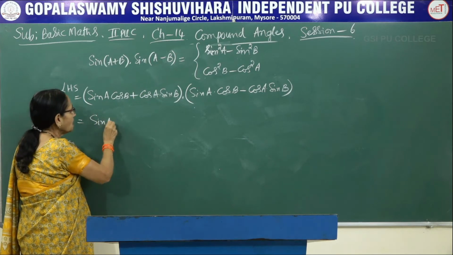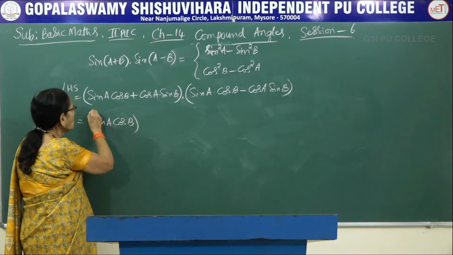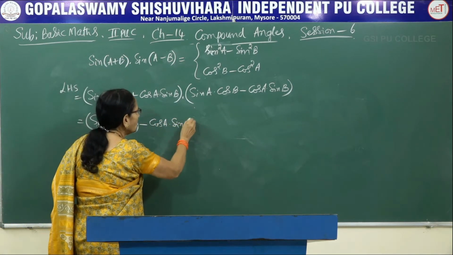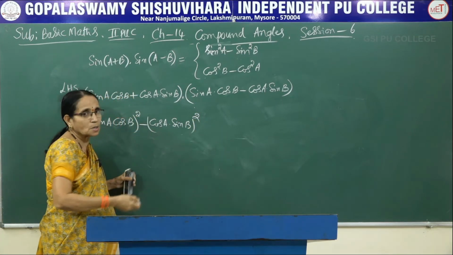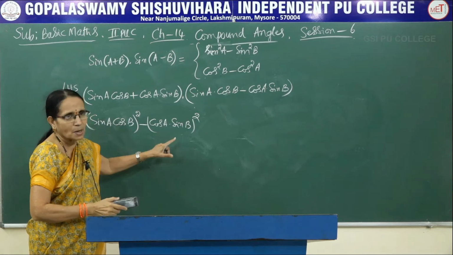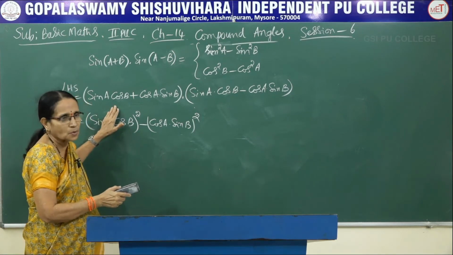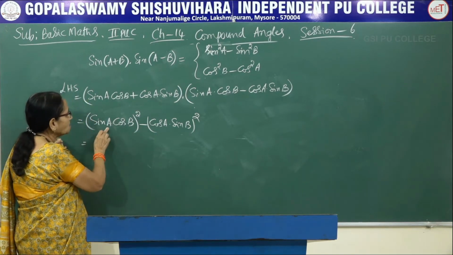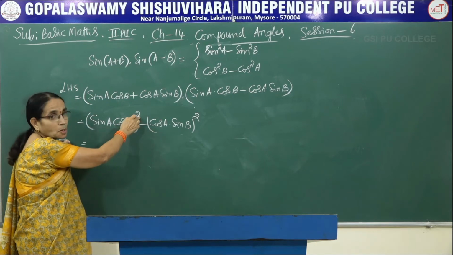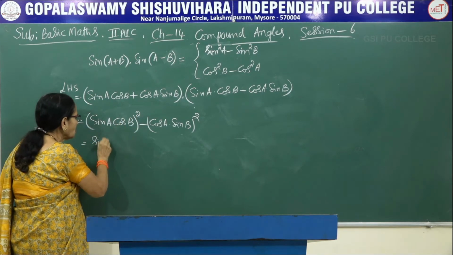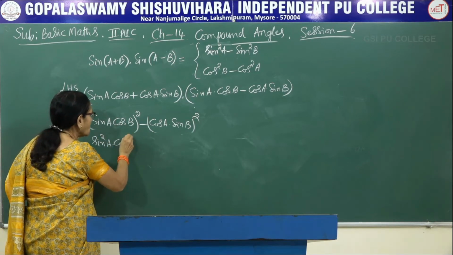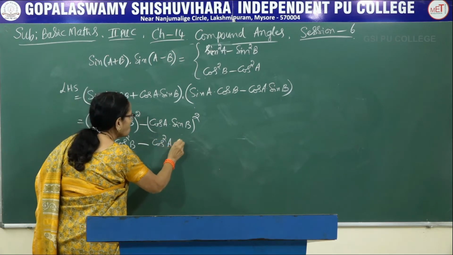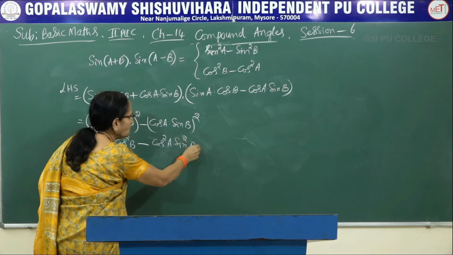That is sin A into cos B the whole square minus cos A into sin B the whole square. Remember, I am using the formula A plus B into A minus B, so it is A square, meaning square of the first term, minus B square, meaning square of the second term. Now, sin A cos B whole square means both the terms should be raised to the power 2. That means it is sin square A into cos square B, minus, same thing here also, cos square A into sin square B.